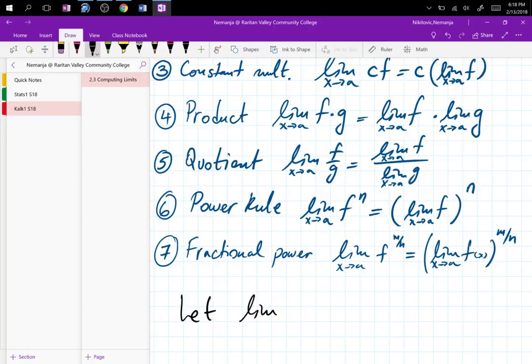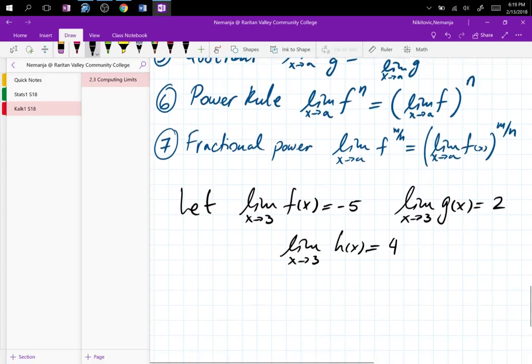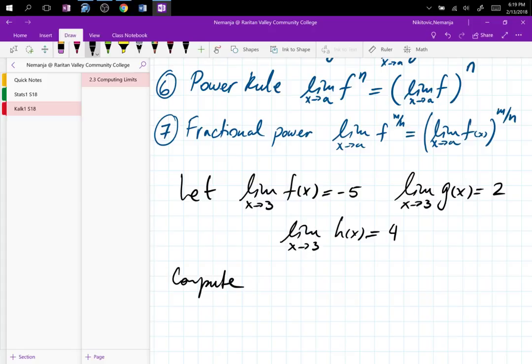Let the limit of f of x as x goes to 3 be equal to -5. And then the limit of g of x as x goes to 3 is, let's say, 2. And the limit of h of x as x goes to 3 is 4. Compute the limit as x goes to 3 of f of x minus g of x squared, divided by 3 h of x.